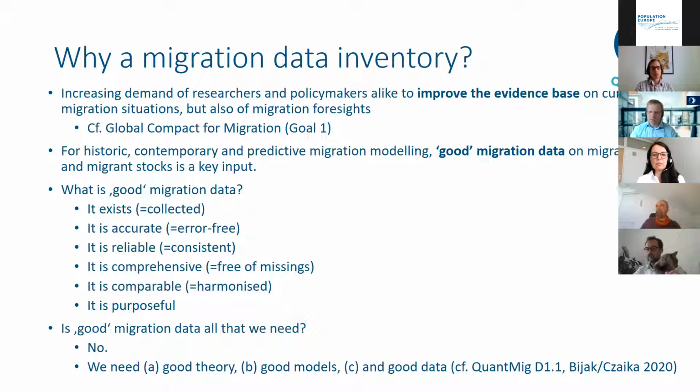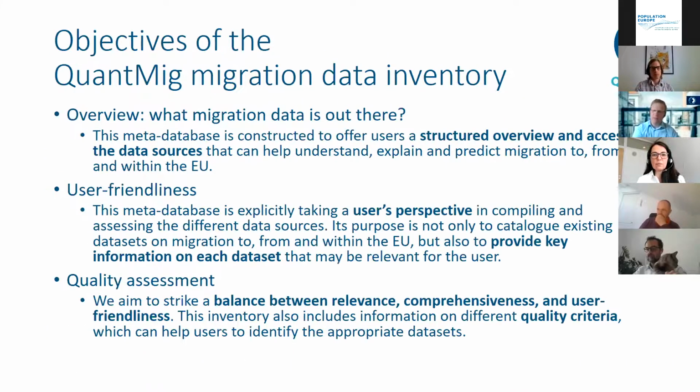So the question is, is good migration data all that we need? Obviously not. It's just one important ingredient to improve the evidence base. What we need is good theory, good models, and good data. So good data is necessary, but obviously not a sufficient condition. But all three elements are part of the QuantMig project. So we work on theory, we work on models, and on data. Today we focus here on data explicitly.